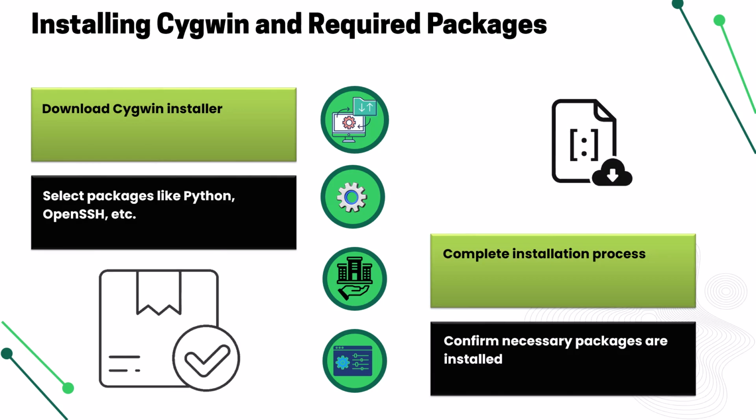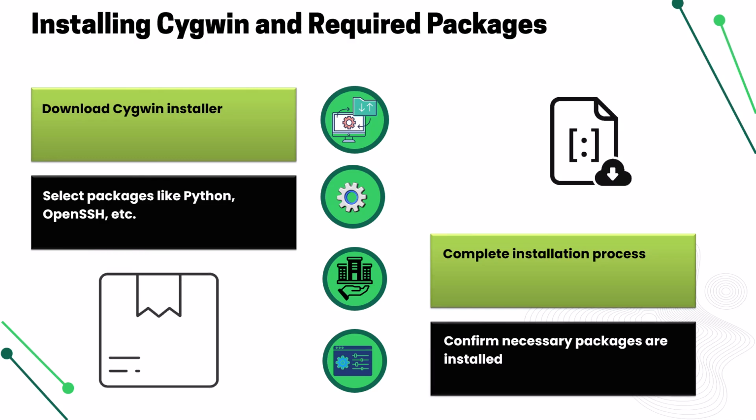Installing Cygwin is pretty straightforward. First, grab the installer, easy. Then comes decision time. Pick essential packages like Python and OpenSSH, because Ansible won't work without them. Finish the installation, you got this. And finally, double check that everything is in place, because clicking next too fast has consequences.